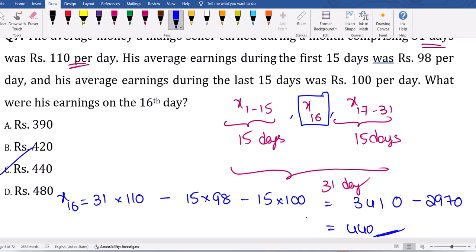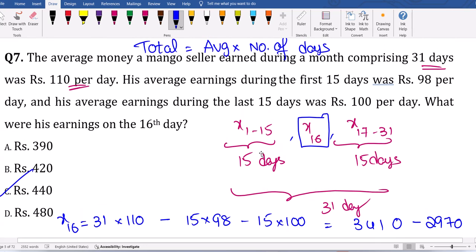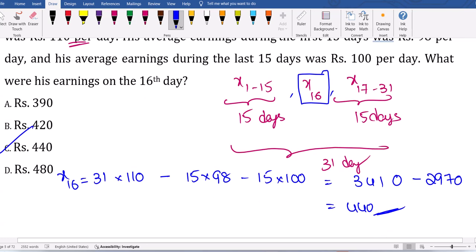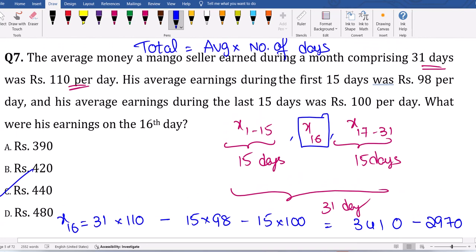The 16th day is 440. You got more earnings on the 16th day. The overall average is 110, the first 15 days' average is 98, but on the 16th day you are earning more, 440 rupees. So average is sum of terms divided by number of terms, and sum equals average into number of terms. You can do it like this.